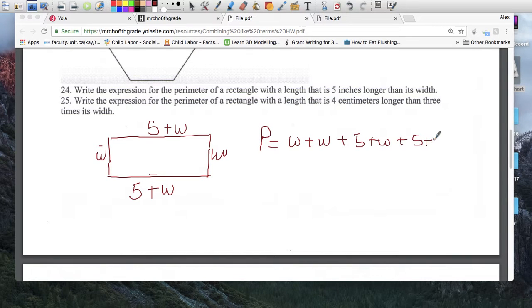I know that this w, and this w, and this w, and this w are of the same kind. So one w plus another w is 2, plus another one is 3, plus another one is 4. That's 4 w's. Plus, I'm going to add these two 5's, right? 5 and 5 gives us 10. Final answer, 4w plus 10.